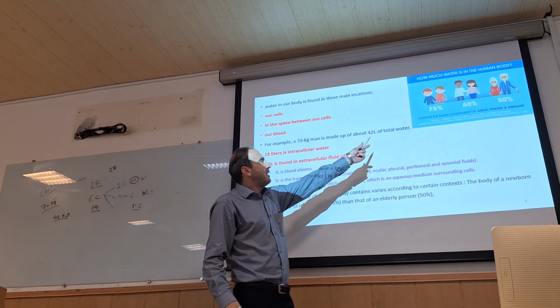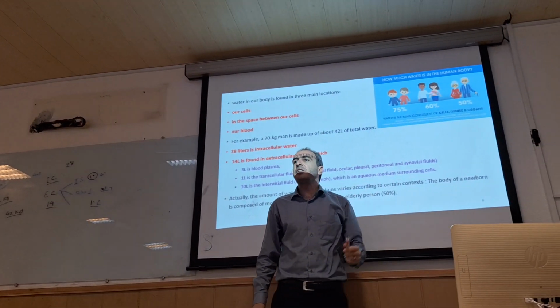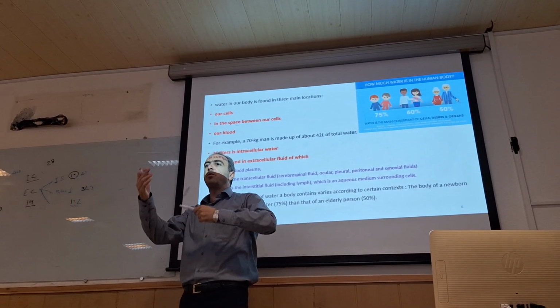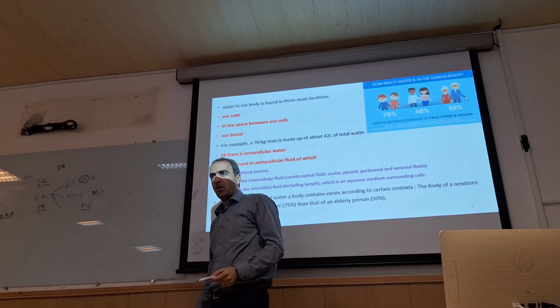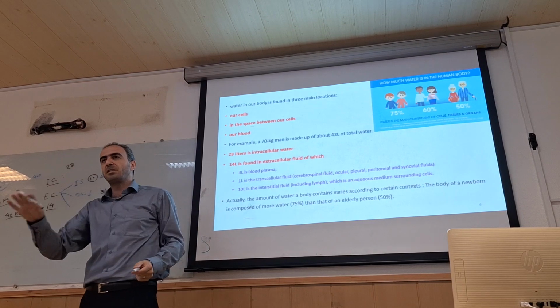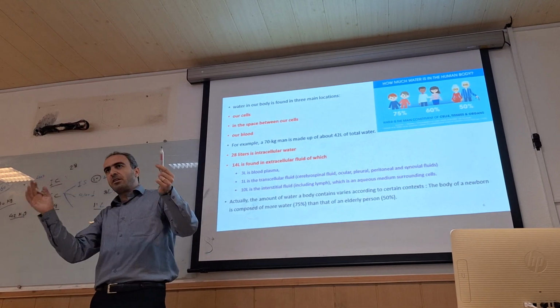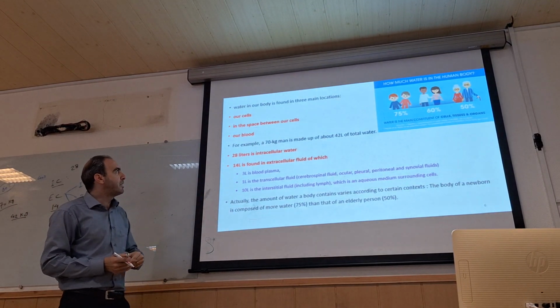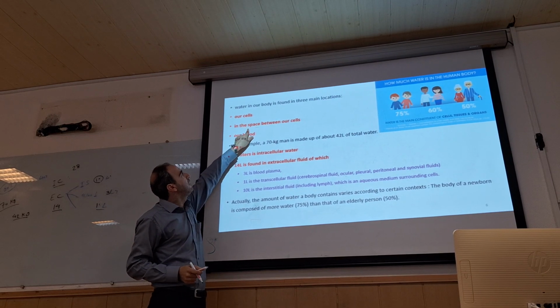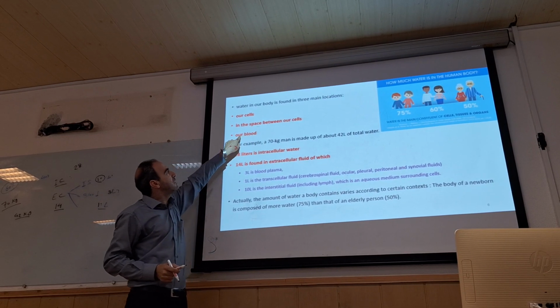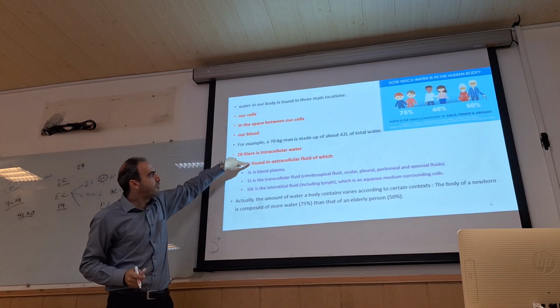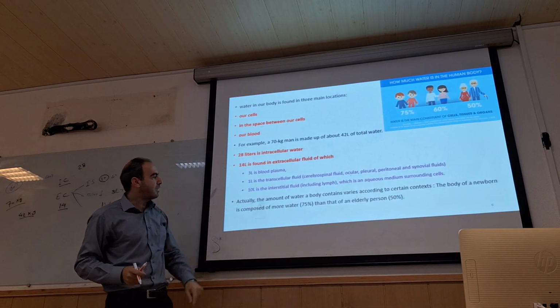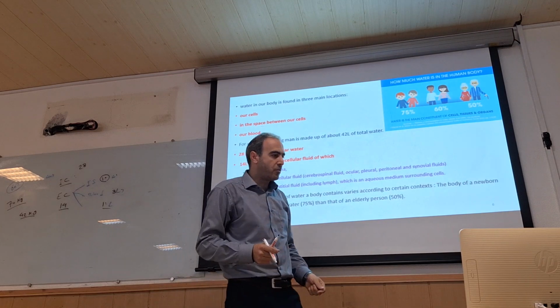In infants it is about 75%, and when we become old, it decreases to less than 50%. So during our life, this percentage will change. But in total we say it is 60%, located inside the cells and in the space between our cells and our blood: 3 liters, 1 liter, and 10 liters extracellular, and 28 intracellular.